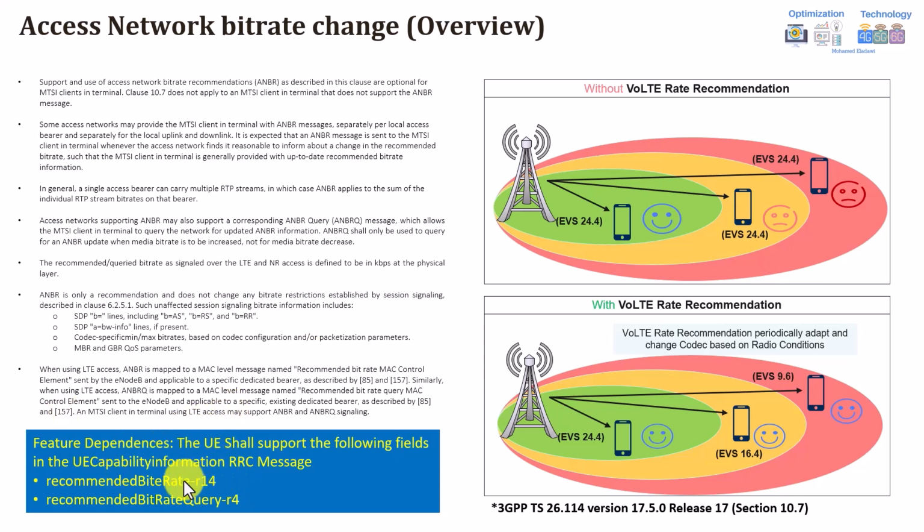So you are supposed to find or verify these two parameters in the UE capability information message, which is sent from the user to the NLP: recommended bitrate release 14 and recommended bitrate query release 14. These are supposed to be supported by the users in order to support the feature.